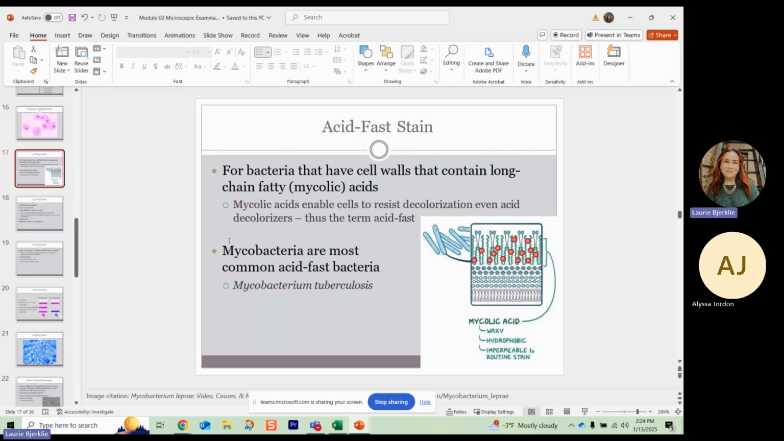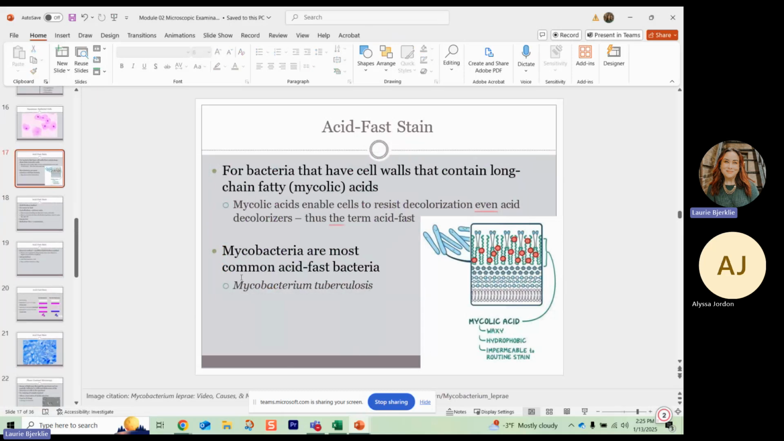But acid-fast stain is used because we do have bacteria that instead of having peptidoglycan and all that good stuff in their cell walls, they have mycolic acids instead. They are made up differently in their cell walls, so they don't stain correctly with gram stain. Gram stain just doesn't work on them. So as a result, we can look at acid-fast staining. The acid-fast stain will target those mycolic acids that are in the cell wall instead. So here's just a little picture down here of mycolic acid in the cell wall instead of having peptidoglycan.